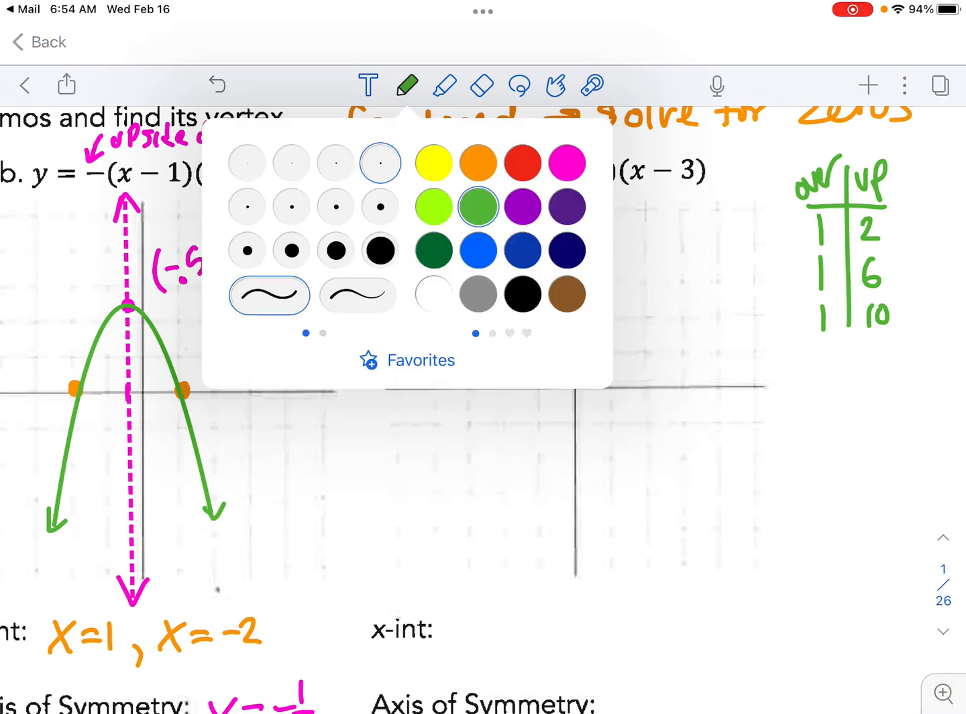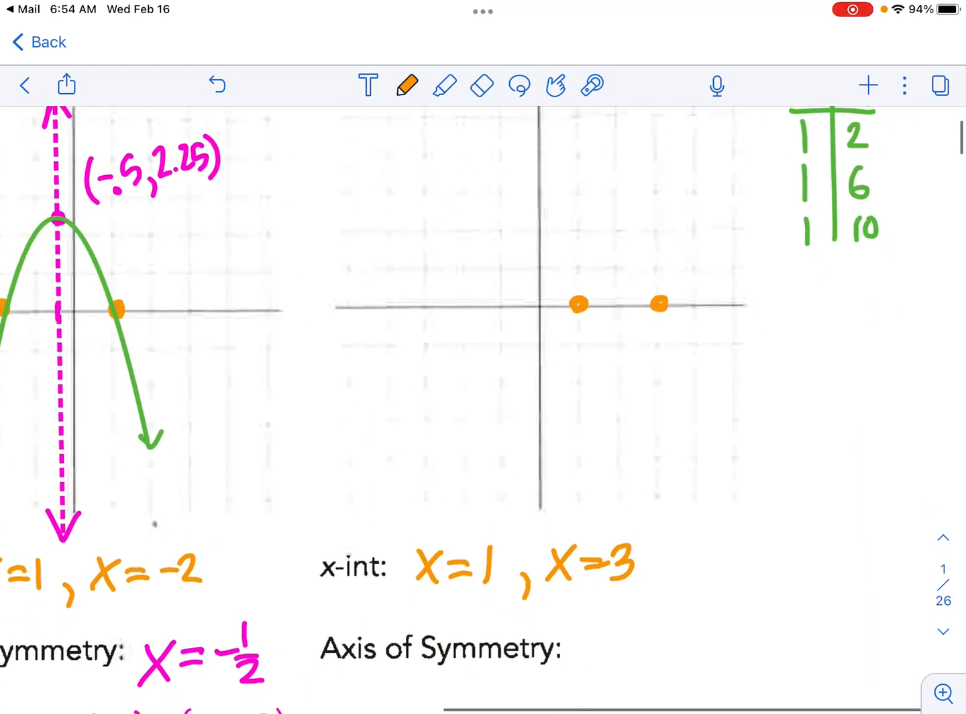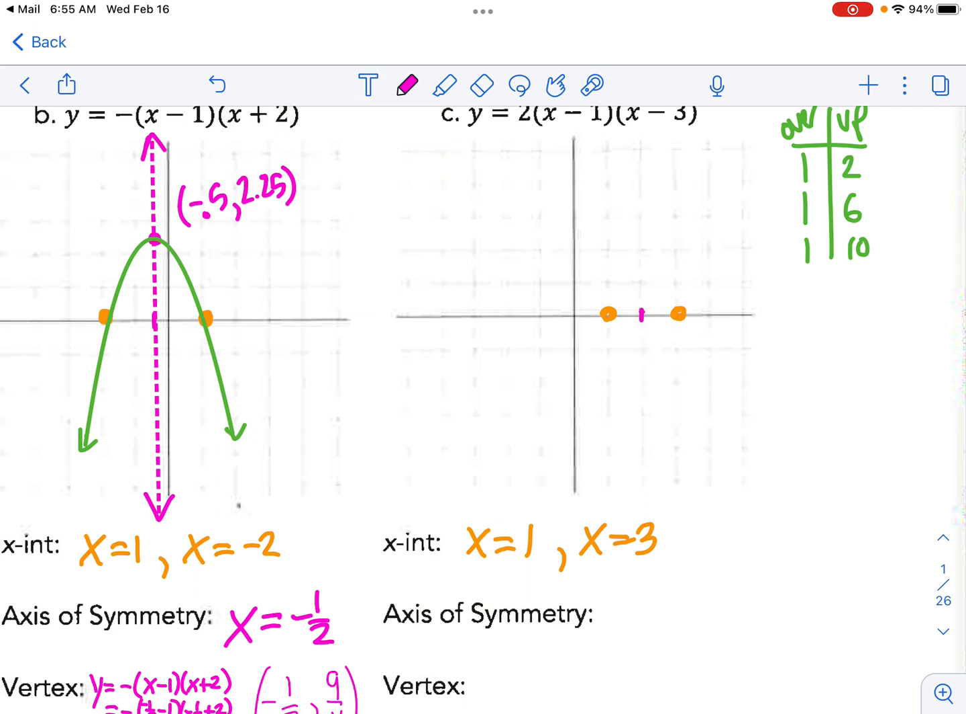So looking at the intercepts, we have an intercept at x equals 1 and an intercept at x equals 3. So we're at 1 and 3 for our intercepts. Our axis of symmetry is right in the middle. So that's right here, which is x equals 2. And so that's our axis of symmetry.